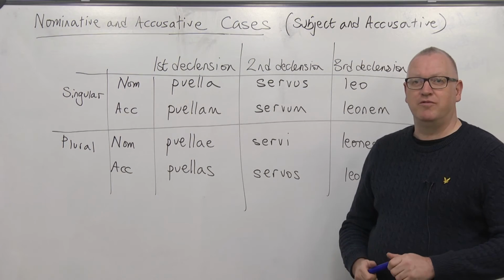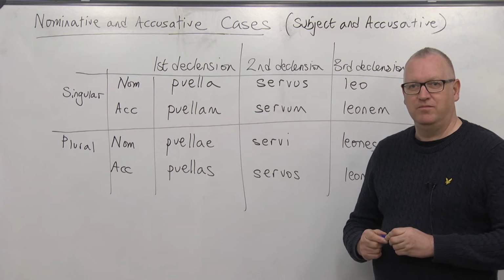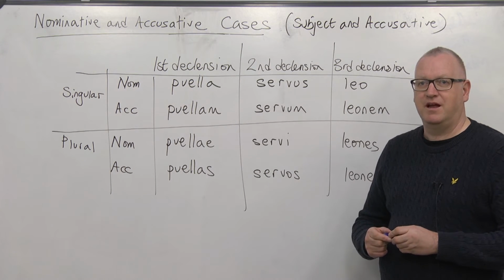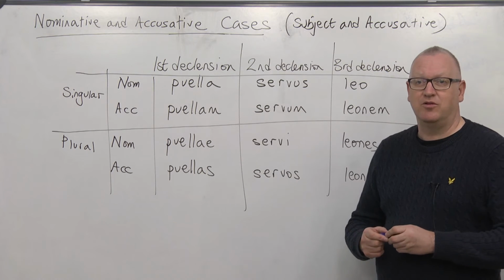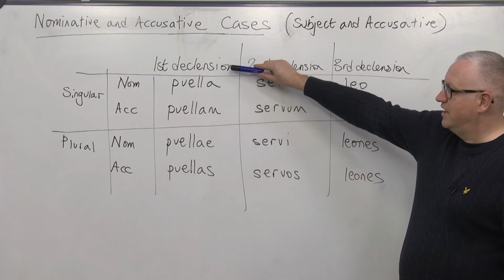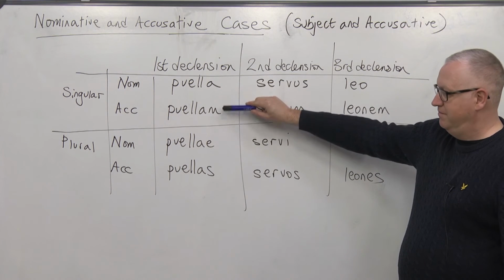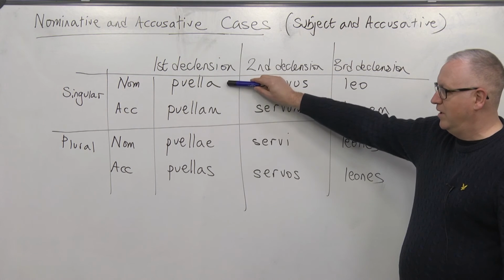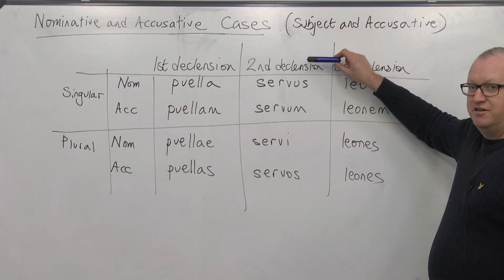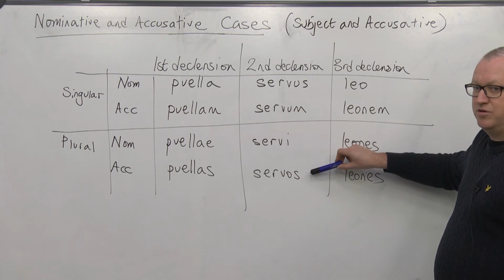So just to consolidate what we've learnt so far, the endings of the nouns show whether something is singular or plural. They also show whether it is nominative or accusative, and they also show which group of words they belong to. So the first, the second, and the third declension. Let's take our first declension words. They all end in the letter A, and they have these endings: puella, puellam, puellae, puellas. The second declension end in these: servus, servum, servi, servos.